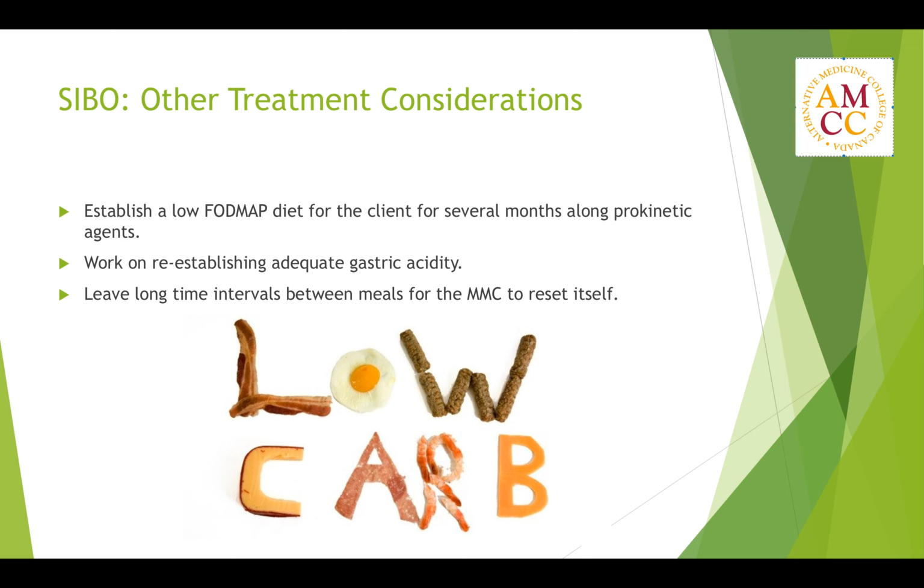A lot of times how SIBO has established itself, like we said earlier, is because of inadequate gastric acidity. So you may want to reestablish that with things like betaine HCl supplements, or things like gentian or bitter herbs in general.